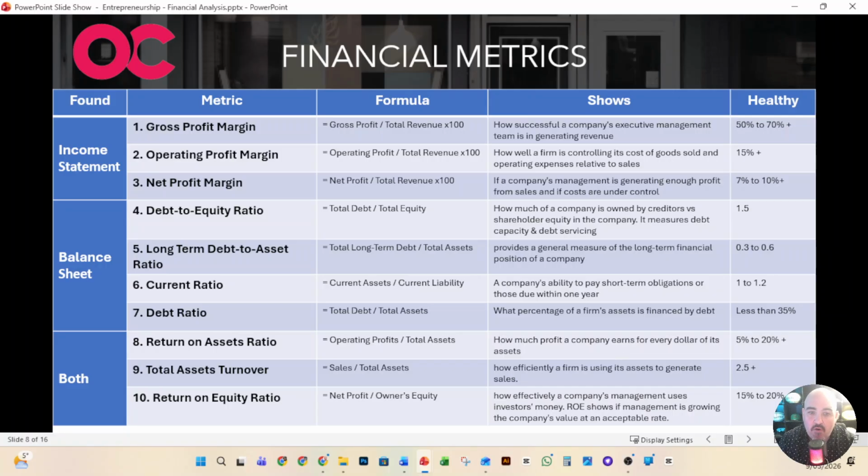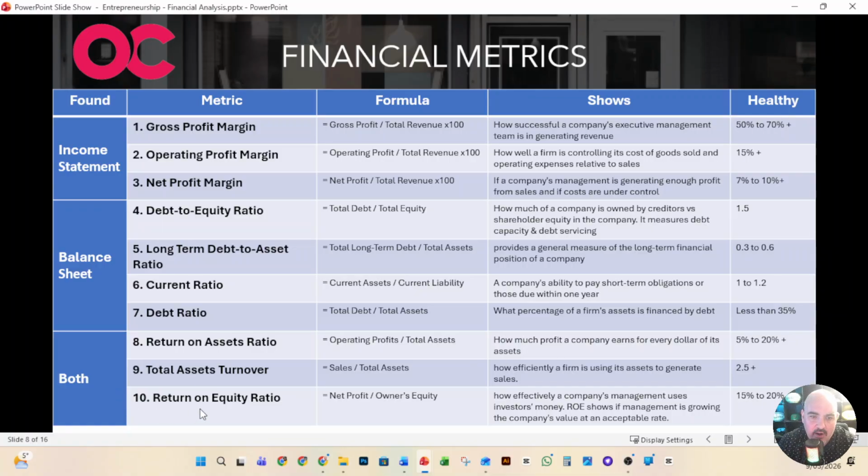Total assets turnover: how efficiently a firm is using its assets to generate sales. Again, guys, the return on assets ratio, number 8 there, is more to do with the operations, where total assets is basically what we're doing as a whole. So, how well our assets are actually contributing to our overall sales.